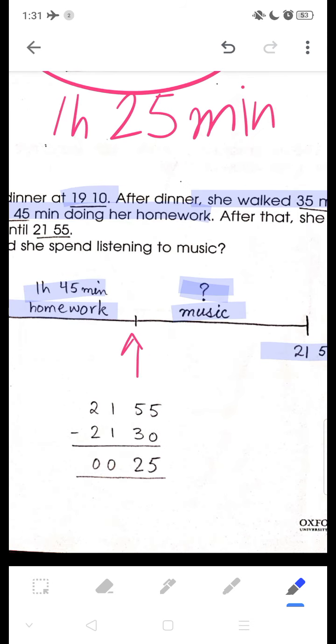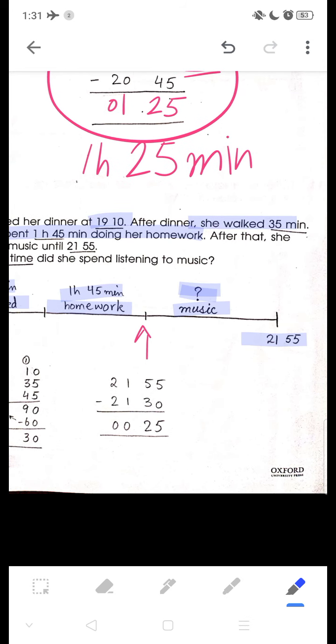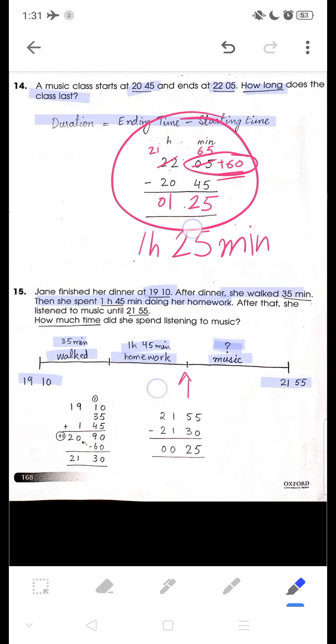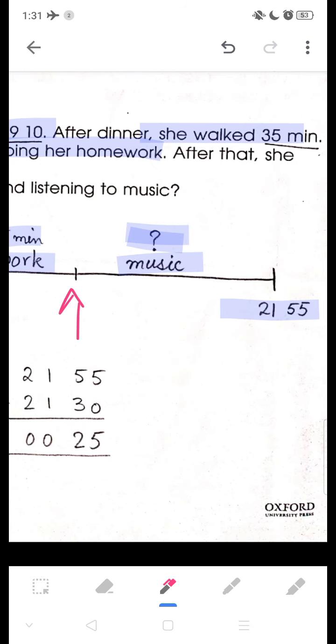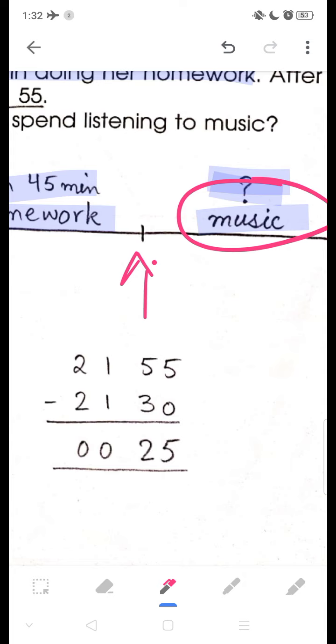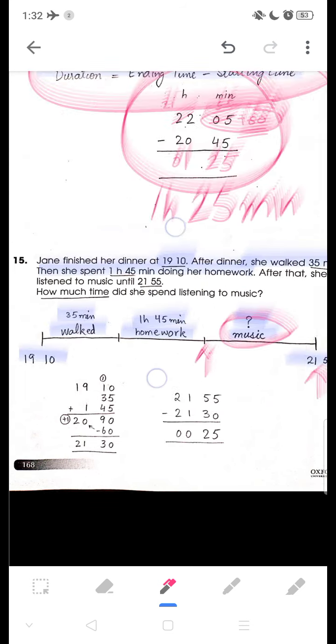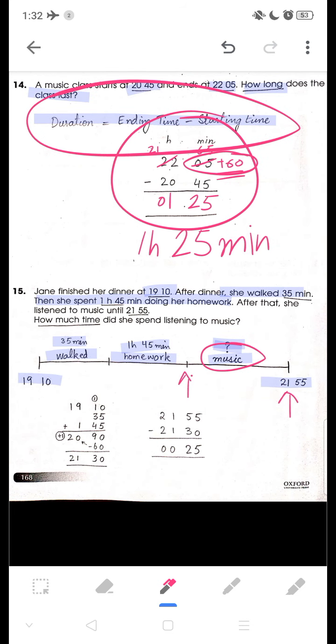We want the duration for music. The duration is, as we have seen, ending time minus starting time. So this is the ending time and this is the starting time, which is unknown. We need the time when she started listening to the music. If we add 35 minutes to 19:10 and 1 hour 45 minutes to this, we will reach that point.